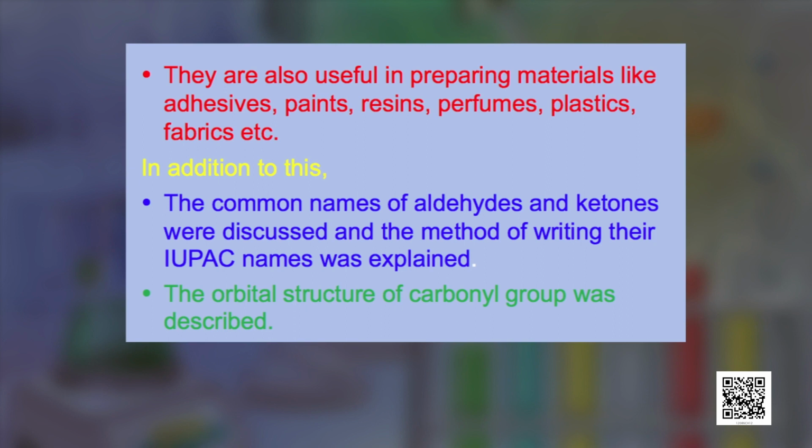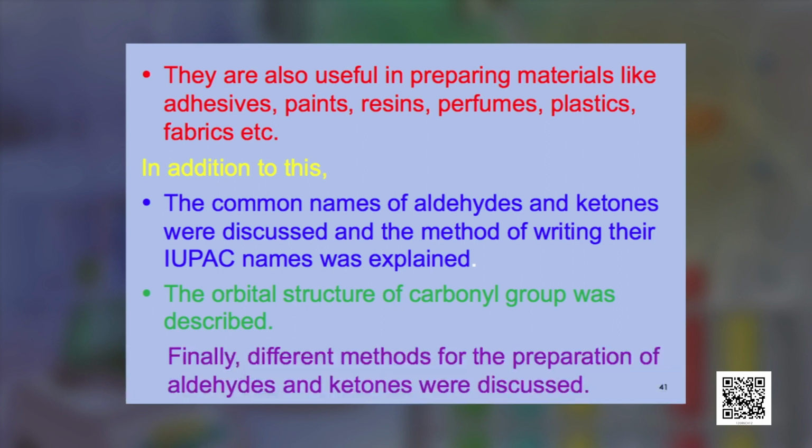The orbital structure of carbonyl group was described, and finally we discussed different methods for the preparation of aldehydes and ketones, where we discussed both types of methods where we get either aldehyde or ketone, and then methods which were very specifically used for aldehydes and specific methods for the preparation of ketones.